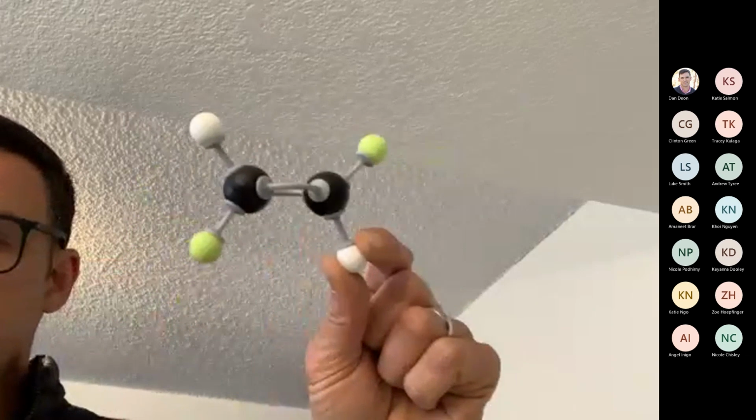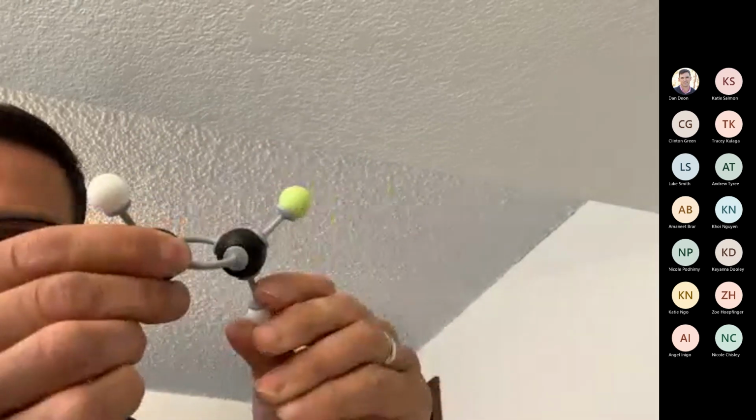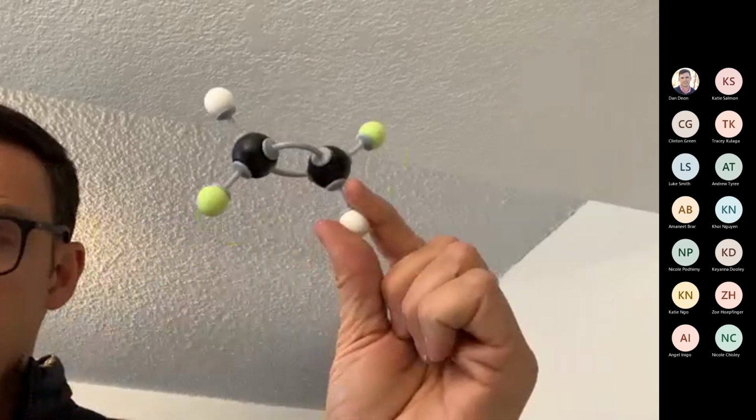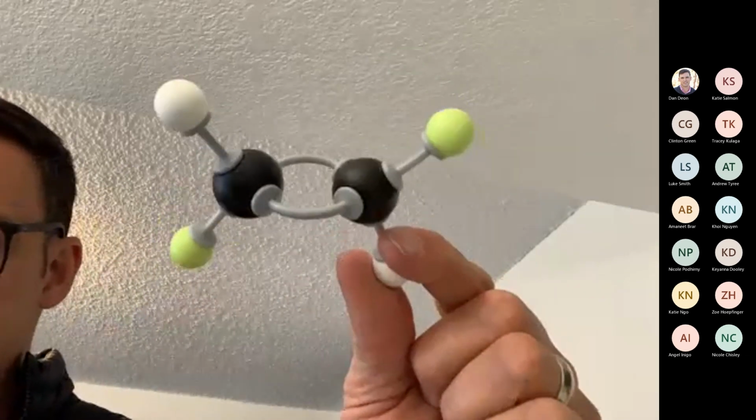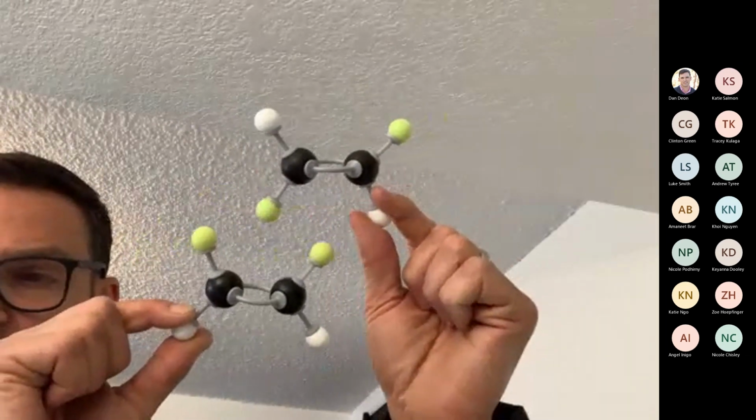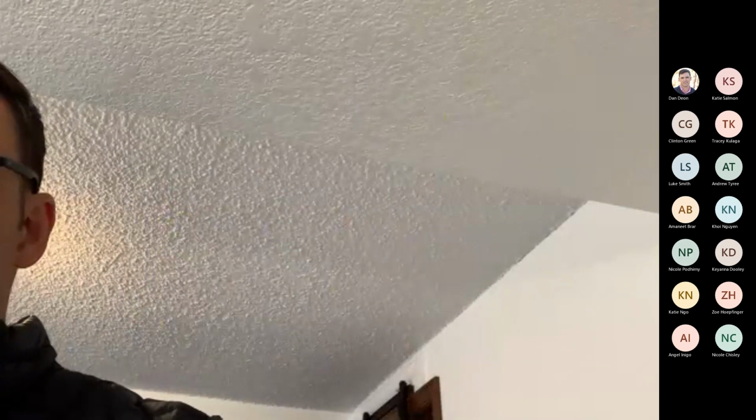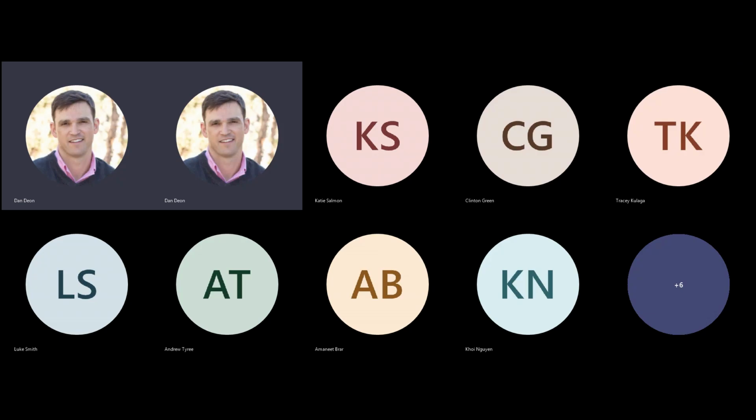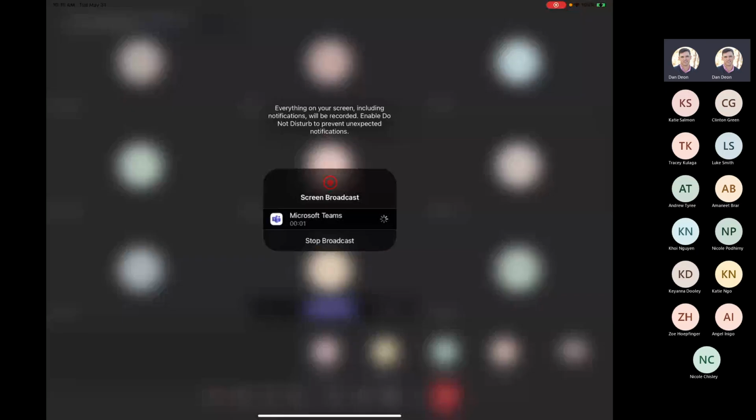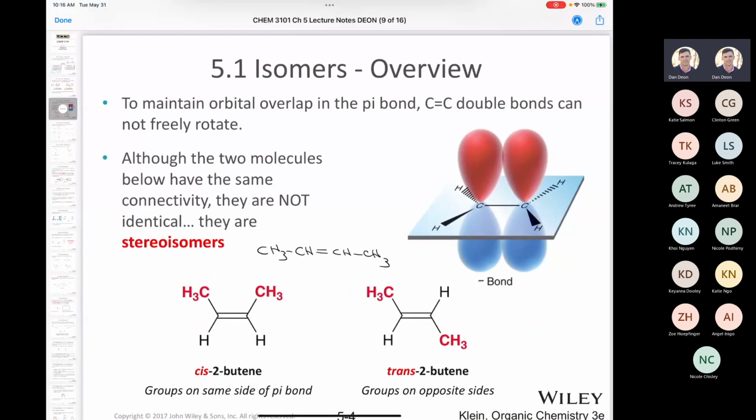Now you might be saying, why can't you just rotate this? Well, you have a double bond and you cannot rotate a double bond. There's free rotation around a single bond, but a double bond prevents rotation. And thus, this is another example of stereoisomerism. These two molecules are stereoisomers of each other. So stereoisomers are two molecules with the same connectivity, however, they have a different spatial arrangement of atoms, a different arrangement of the atoms in space.